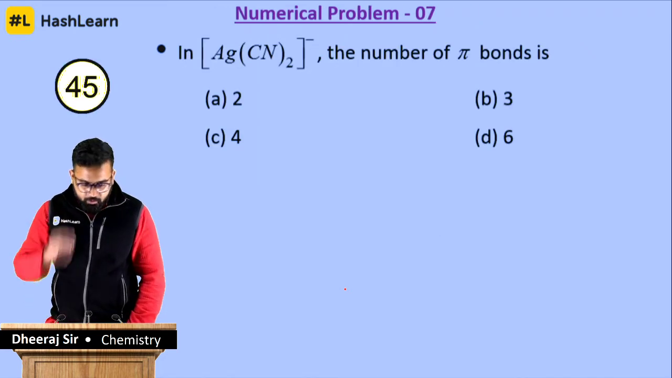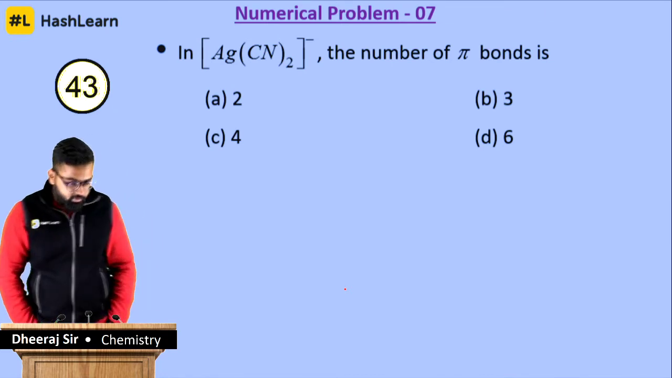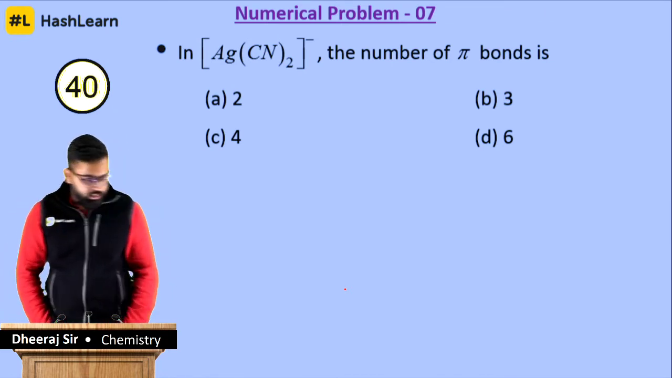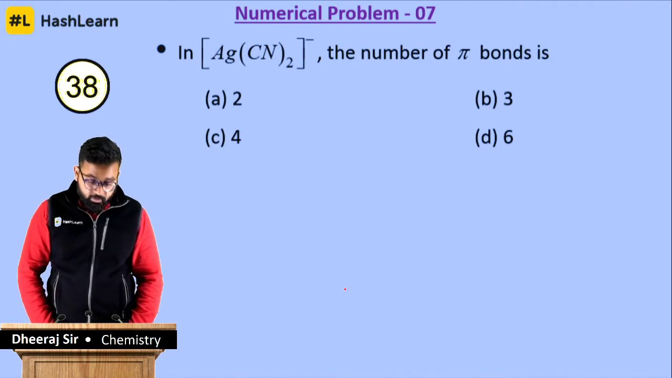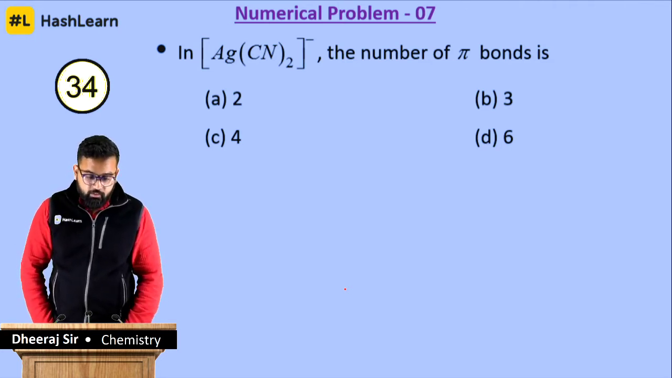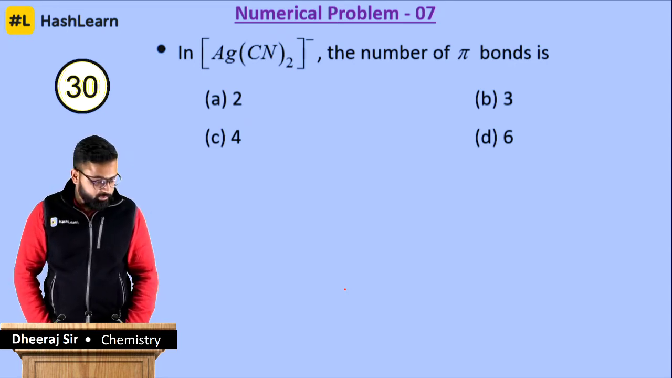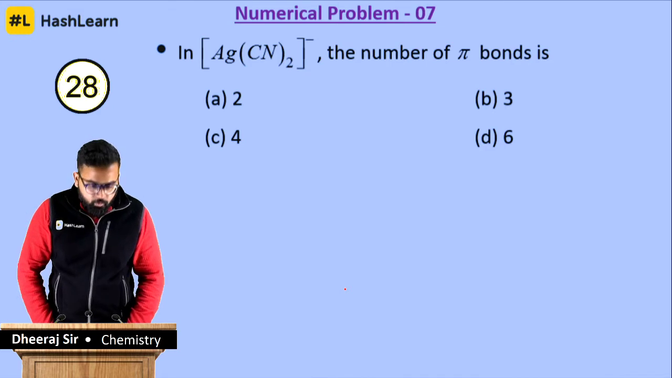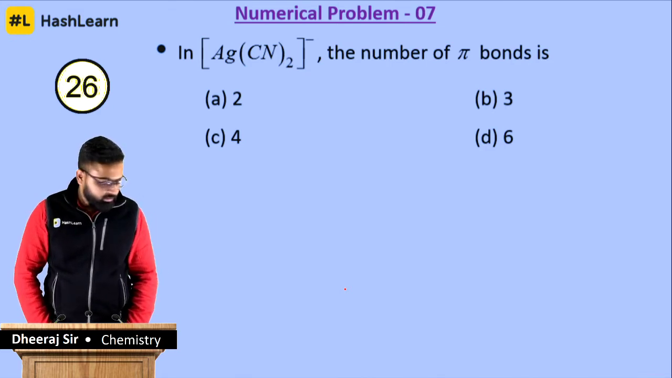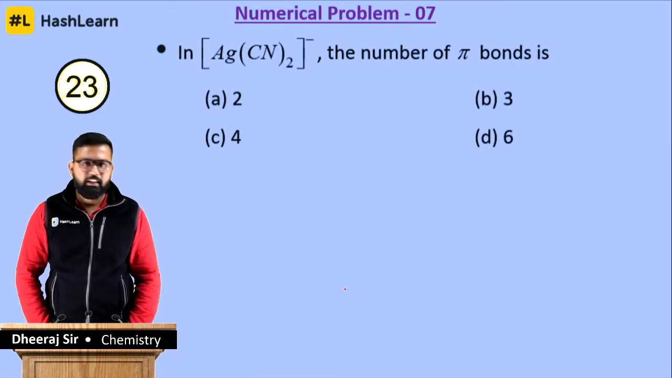Proceeding ahead to the seventh problem. In Ag(CN)2 minus, that's Ag(CN)2 minus. It's a silver and a cyano complex. Okay, Sakshi has asked me to repeat that question. We'll get back to that, Sakshi. Work on the seventh problem. It's a simple algebraic sum. I'll help you with that.